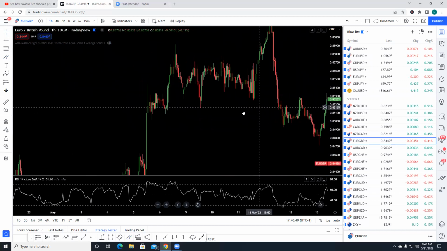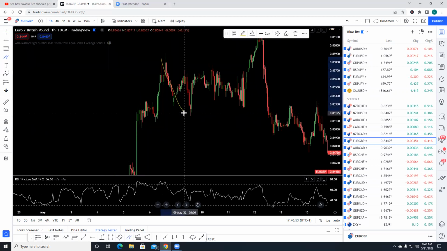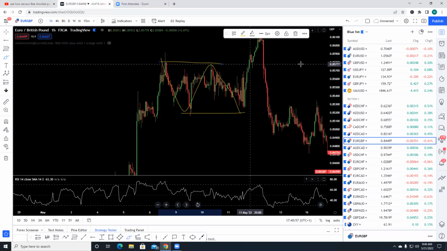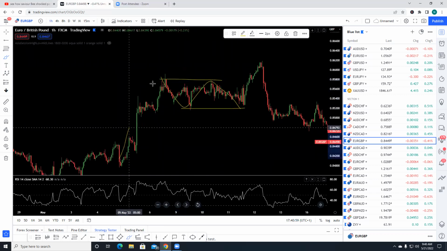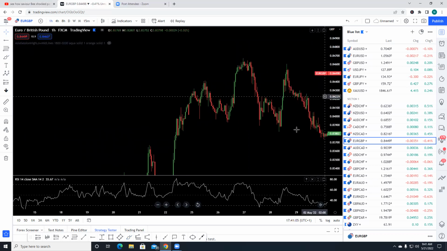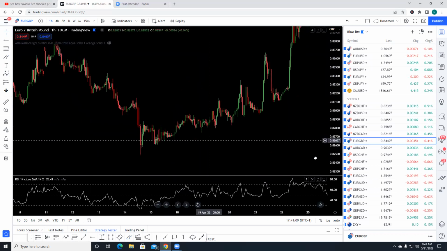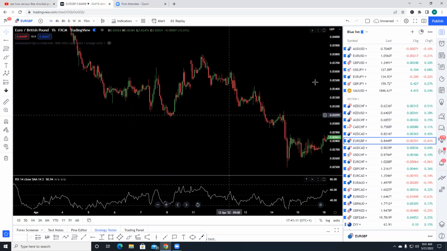Let me show you another example real quick. This is another example of a flat corrective structure. This is a regular flat. Okay. That connects this impulse to this impulse. Simple. Can I show you more? Yes, I can show you a lot, guys, just to train your eye to see.